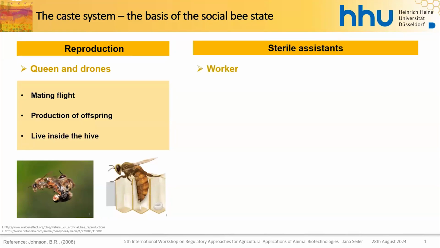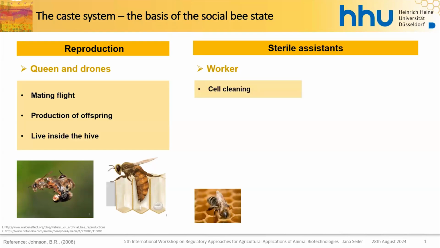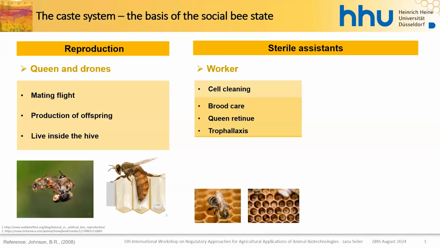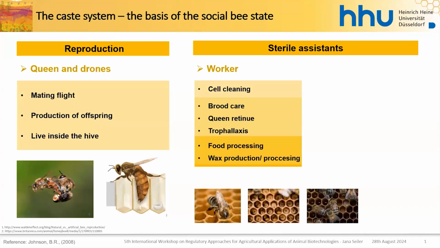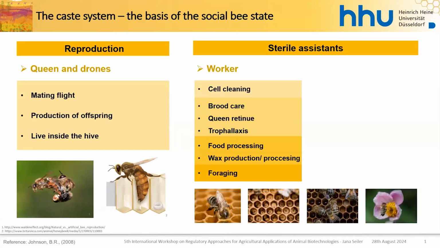On the other hand, we have the sterile helpers. They are represented by the many worker bees in the colony. These take on a variety of tasks in the hive, such as cell cleaning, brood care, queen retinue, and food exchange through trophallaxis. But food processing and wax production or processing are also part of the daily tasks. And of course, probably the best known behavior of worker bees, foraging.